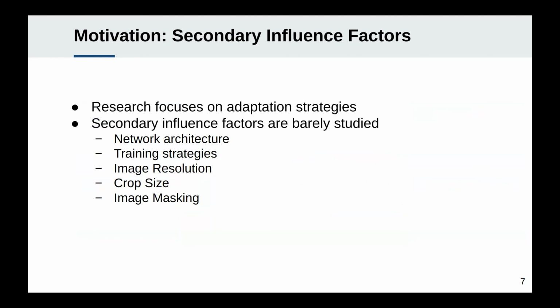While there's a large corpus of work on domain adaptation, they mostly focus on the domain adaptation strategy. However, in our work, we look at a different aspect, which can matter quite a lot in real-world applications. These are basically secondary influence factors. This can be, for example, the network architecture. So an important question is, which network architectures are actually well suited to bridge the domain gap? Other things are training strategies, image resolution, crop size, or image masking.